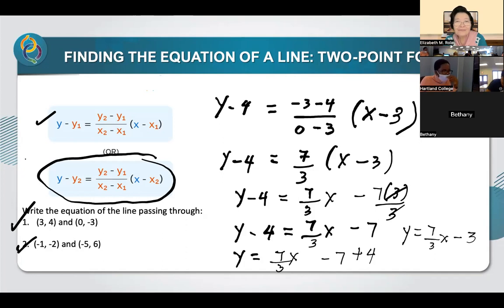Fine now? Number 2. Passing through (-1, -2) and (-5, 6). And I want you to use this other formula where you're substituting the point 2 rather than the point 1. So this is our point 1 and this is our point 2. Just use point 2 as your reference rather than point 1.